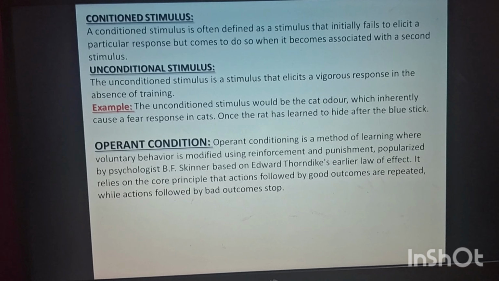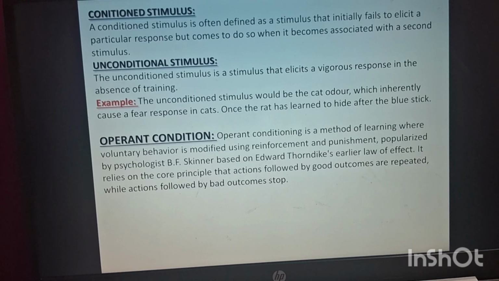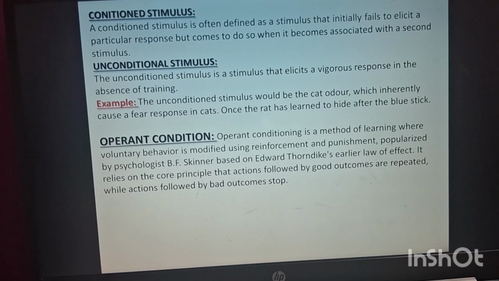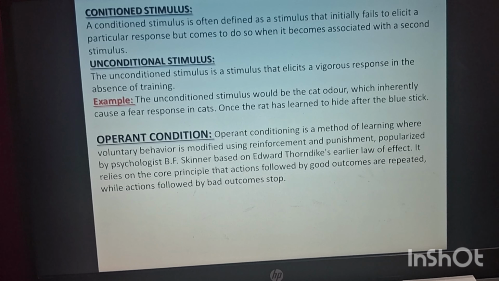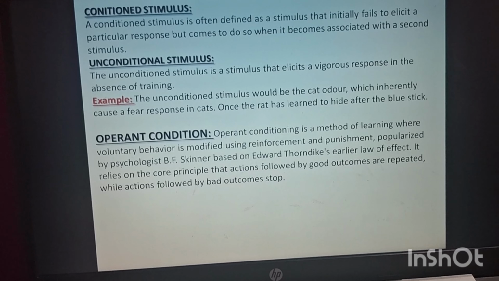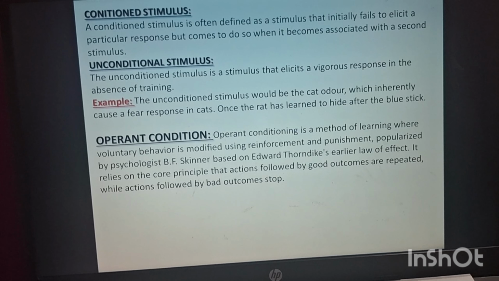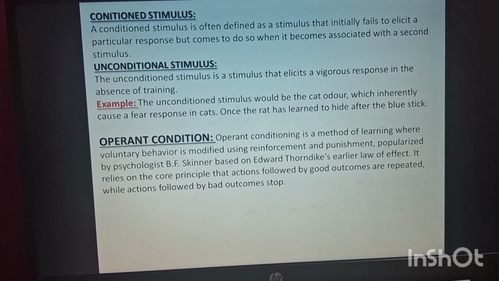Next, operant conditioning. Operant conditioning is a method of learning where voluntary behavior is modified using reinforcement and punishment. Popularized by psychologist B.F. Skinner, based on Edward Thorndike's earlier law of effect. It relies on the core principle that actions followed by good outcomes are repeated, while actions followed by bad outcomes stop. Now the topic has ended.